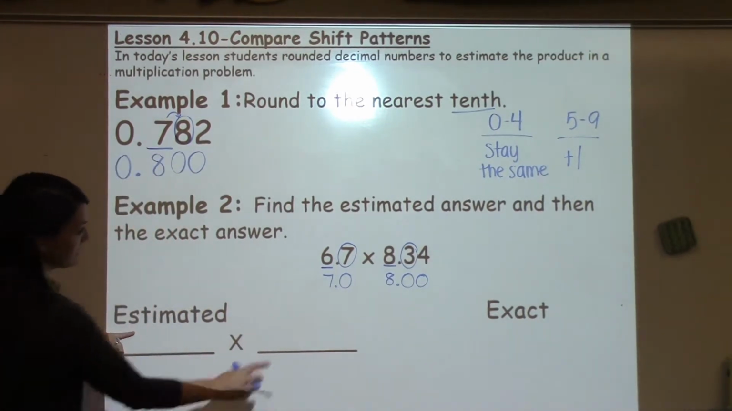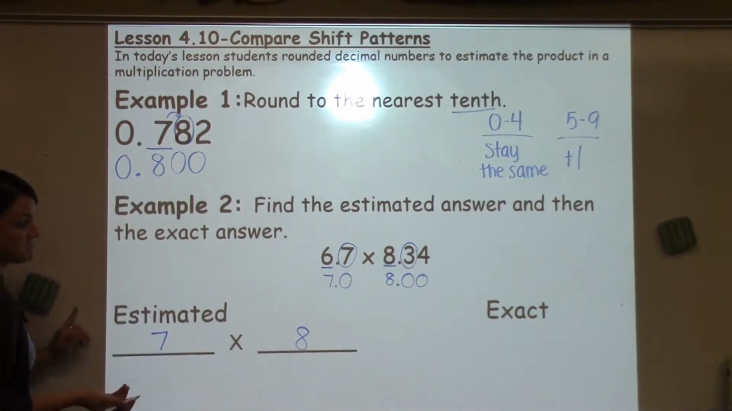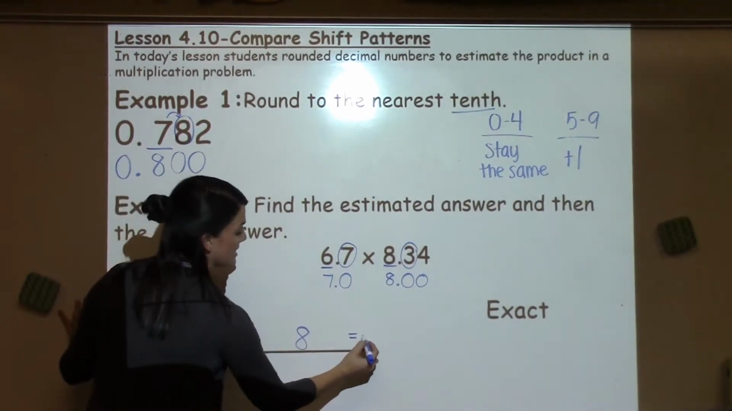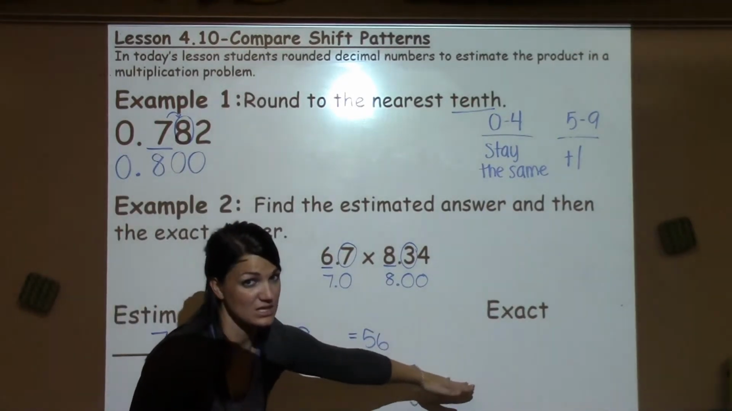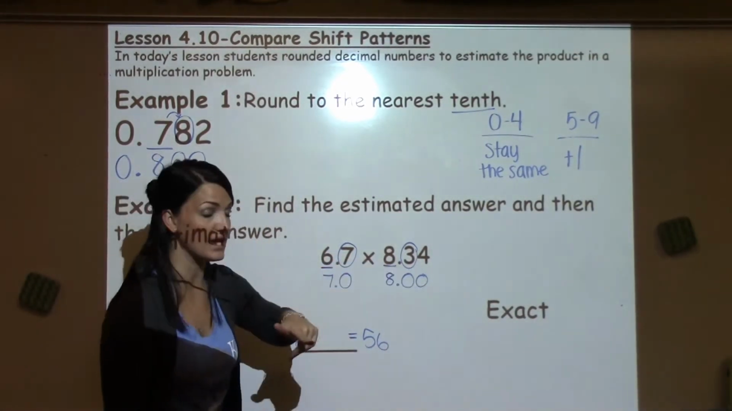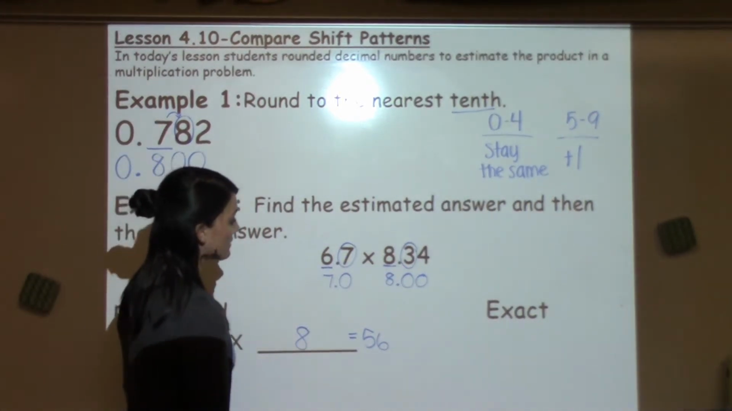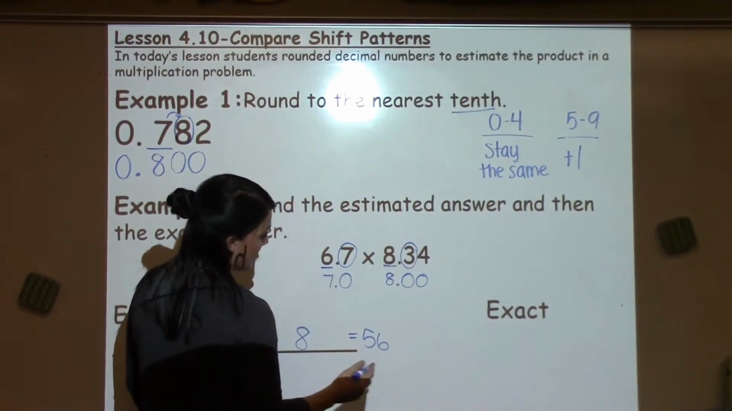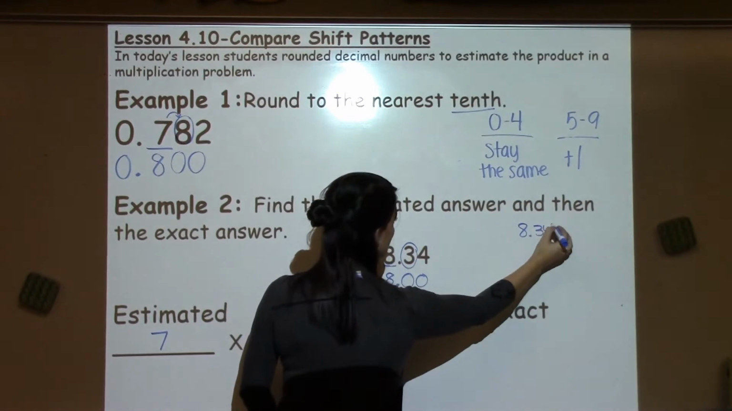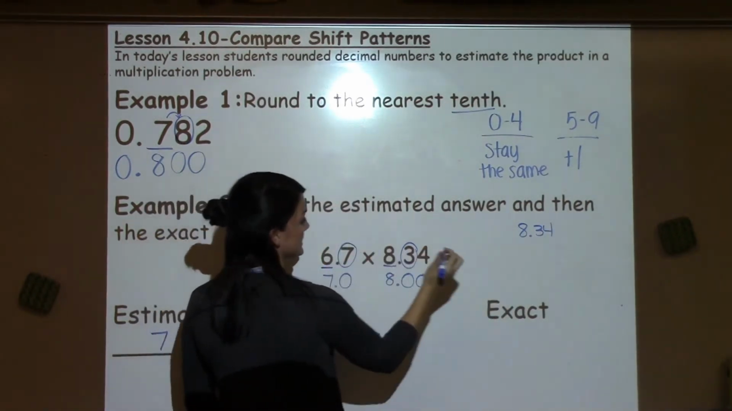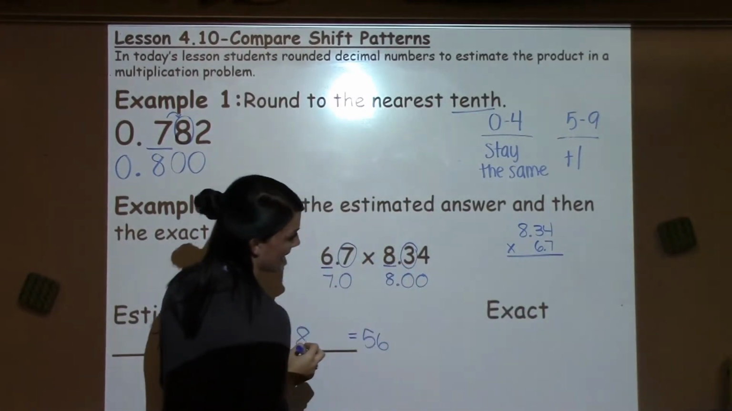Alright, so now this is a really easy problem to solve because it's just 7 times 8. Well, 7 times 8 equals 56. So when I do my exact answer, the exact numbers that are shown here, my answer should be pretty close to 56 if I multiplied correctly. So let's go ahead and work that out. I'm going to move it up here for room, 8 and 34 hundredths times 6 and 7/10, which was the original numbers that we have.